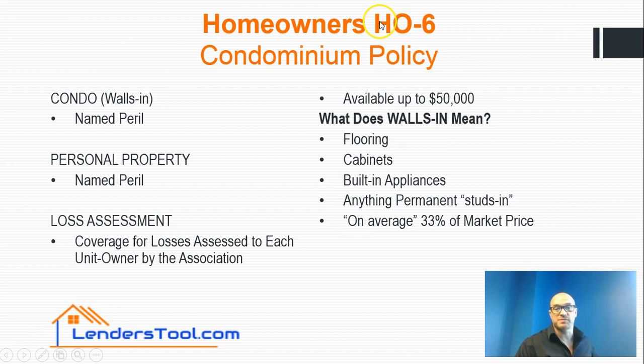So HO6 condo policies. This is going to be your studs-in policy. Typically, you'll find personal property coverage on there is going to be named peril. Condo is named peril, just like an HO3. And then loss assessment coverage is basically going to be for losses assessed to each owner by the association.